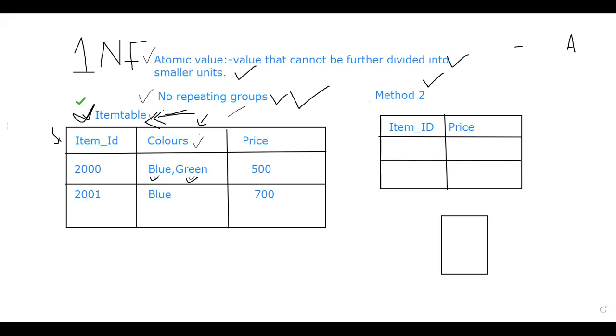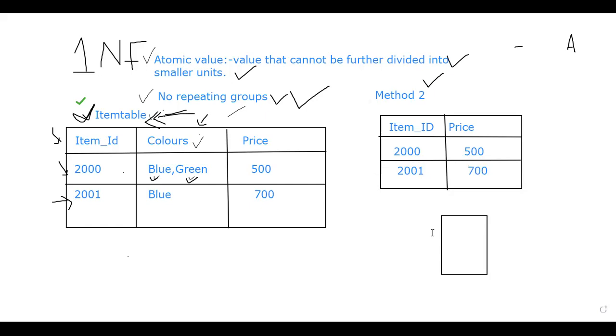Here the item ID was 2000. When you consider this item table, here also it needs to be 2000 and the price is 500. Next we have the item ID as 2001 and the price is 700. So let us write that: 2001 and the price is 700. Right? Okay.